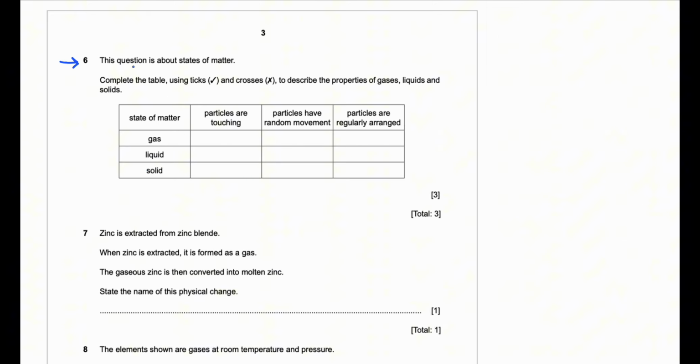Question 6. This question is about states of matter. Complete the table by using ticks and crosses to describe the properties of gases, liquids, and solids. Particles are touching not in the gaseous state, but in both liquid and solid states. Particles have random movement in gaseous states, in liquid states, but not in solid states. Particles are regularly arranged, not in the gaseous state, not in the liquid state, but in the solid state.